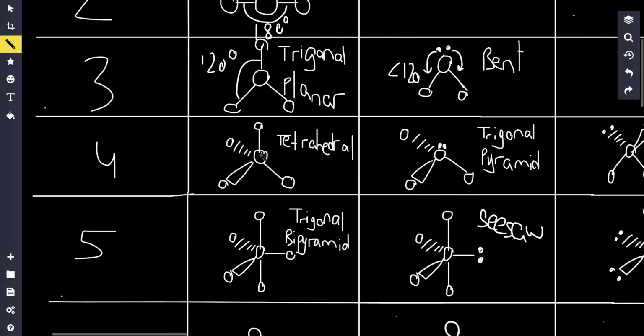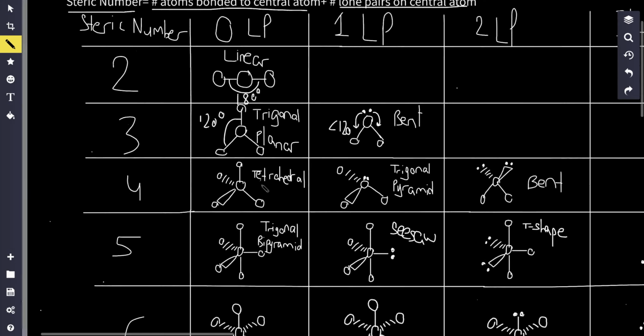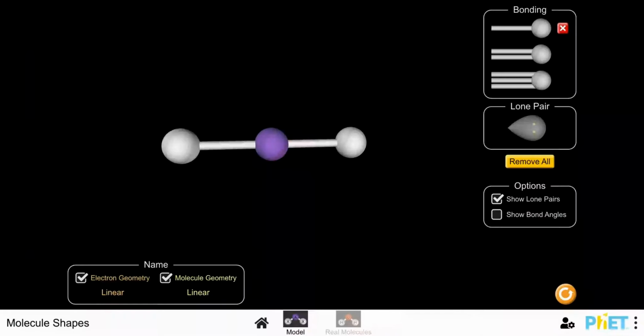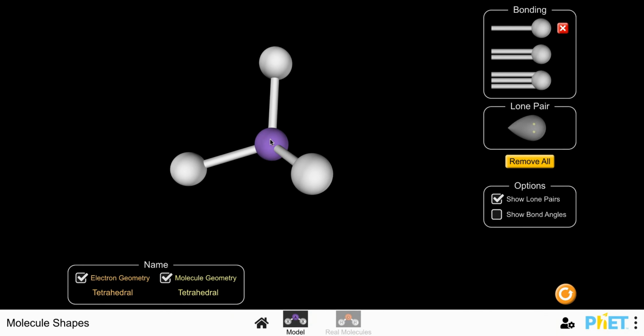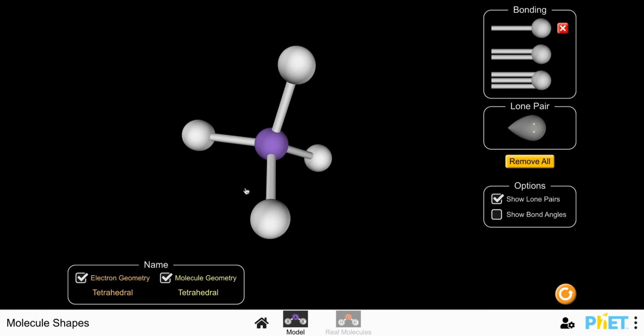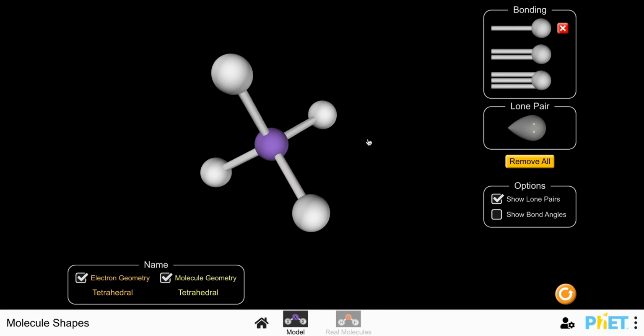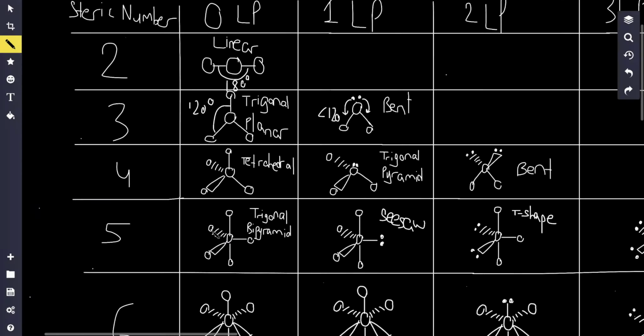And if you just have a central atom bonded to 4 other atoms, no lone pairs at all, this is going to be a tetrahedral structure. This is going to be way better if you were to visualize this. All right. So here is the tetrahedral structure. And let me see if I can make it match up with what I have here. So this is the tetrahedral right over here.